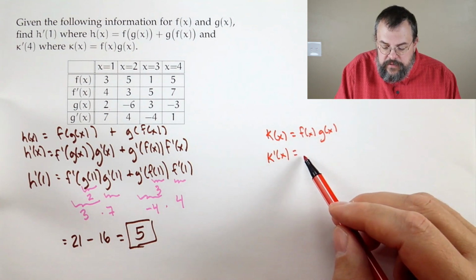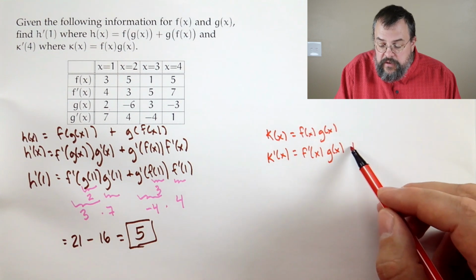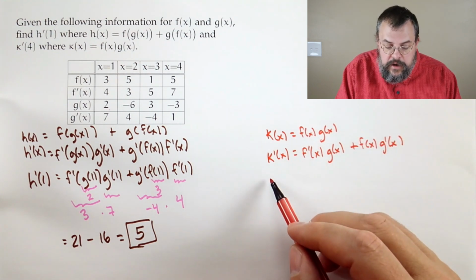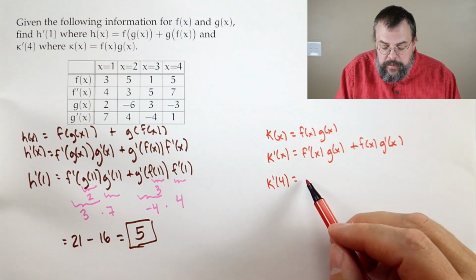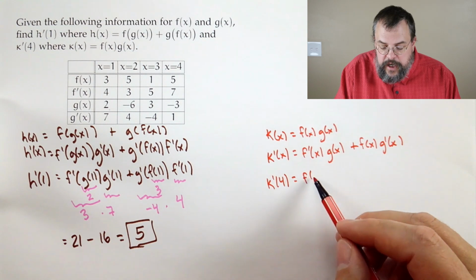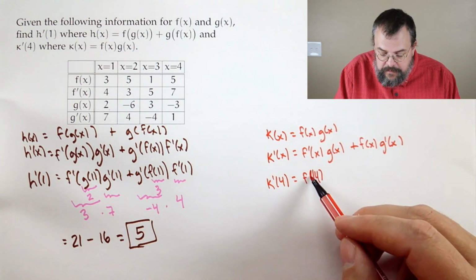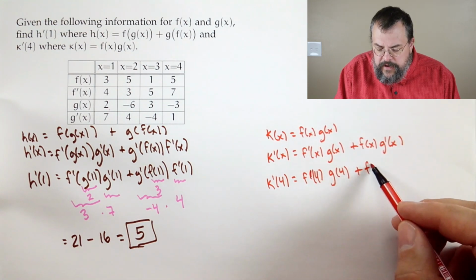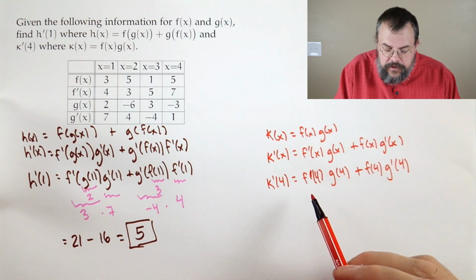So take the derivative of the first times the second plus the first times the derivative of the second. So plug in 4. So what do we get? That'll be f prime of 4 times g of 4 plus f of 4 times g prime of 4. So we start reading that off.